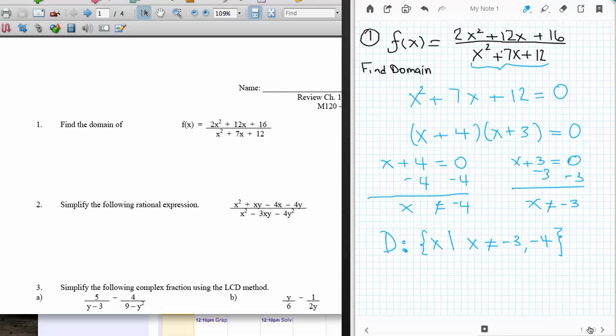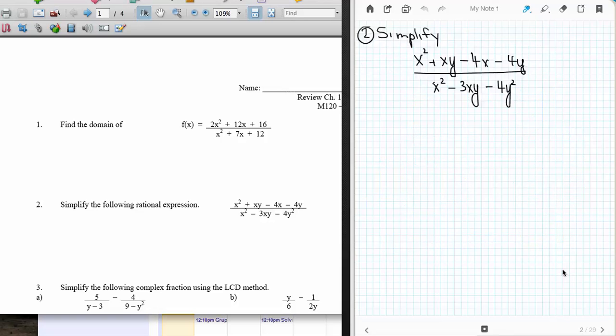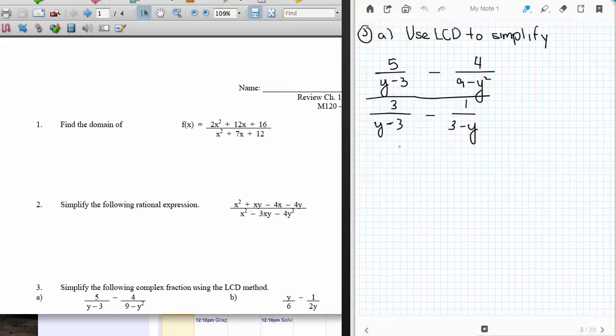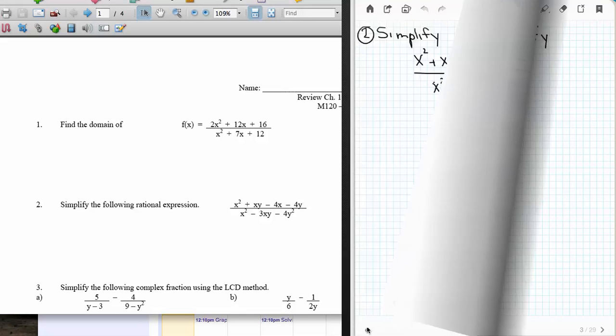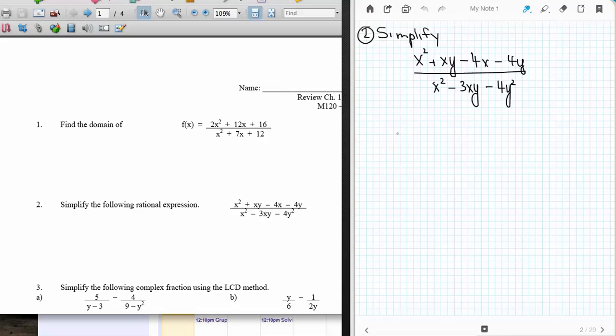Now we're going to move on to number 2. So problem number 2, we're looking at simplifying a rational expression.